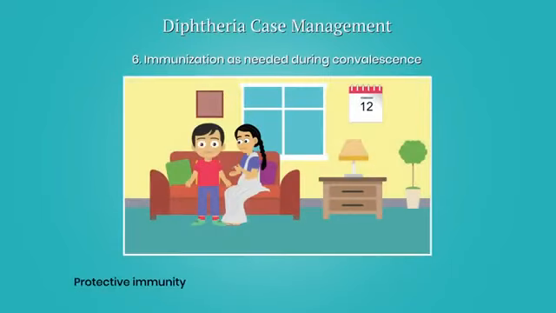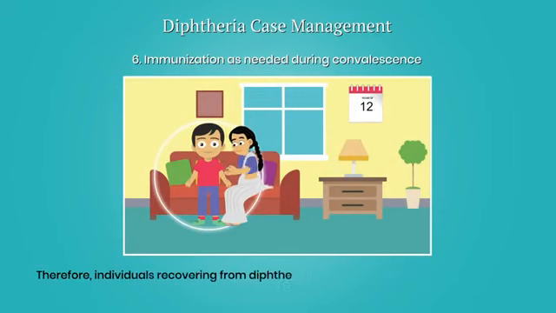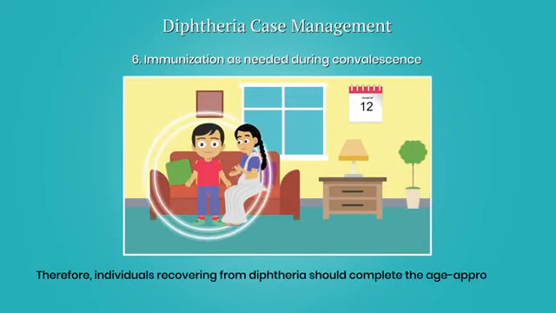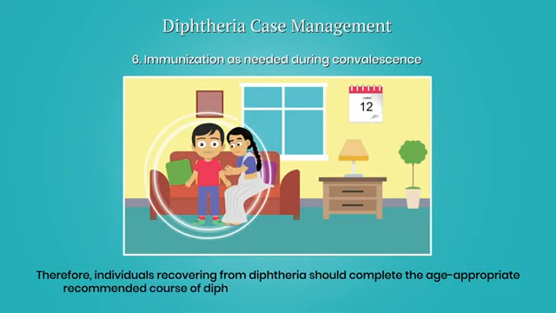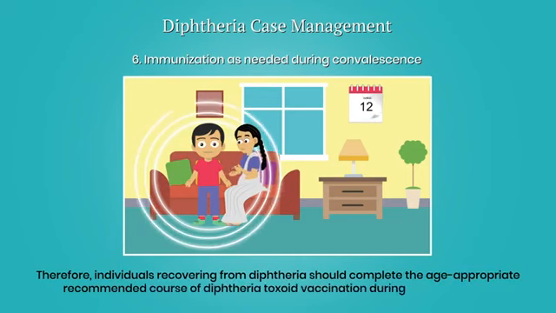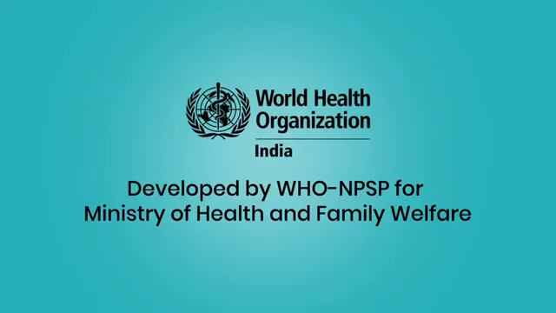Protective immunity does not always develop after recovery from disease. Therefore, individuals recovering from diphtheria should complete the age-appropriate recommended course of diphtheria toxoid vaccination during convalescence. Early diagnosis and treatment of diphtheria cases can save lives.